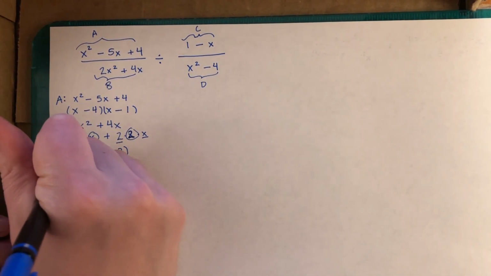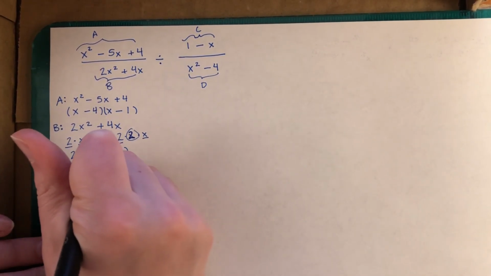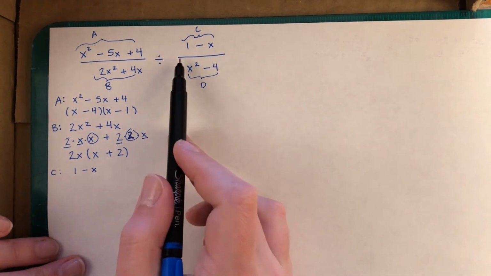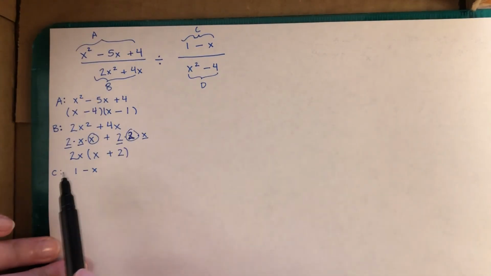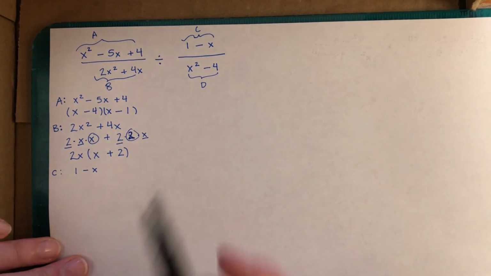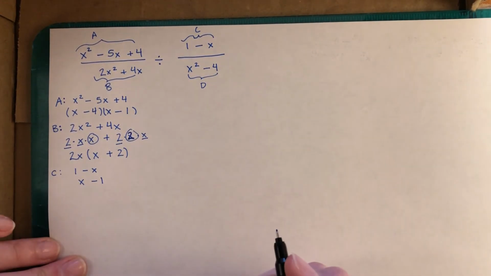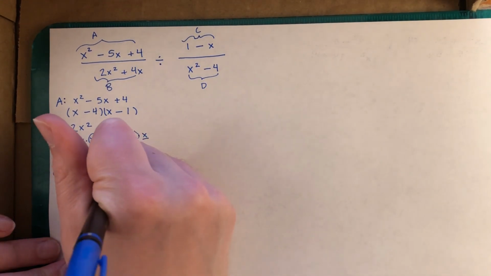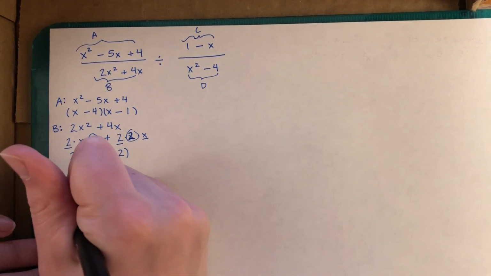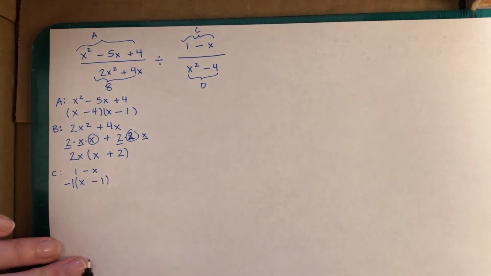Now let's look at C. C might look, to start with, like it's already done because we just have x and a number, but they're in the wrong order. And we know that when we have the wrong order of subtraction here, we want to switch that order, turn that 1 minus x into x minus 1. And when we do that, we need to write a negative 1 on the outside, or you could just write a negative sign. All right, we're almost there.